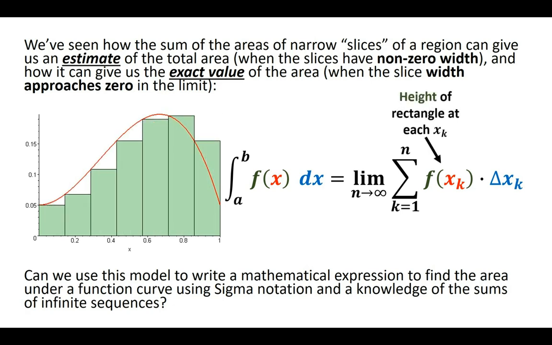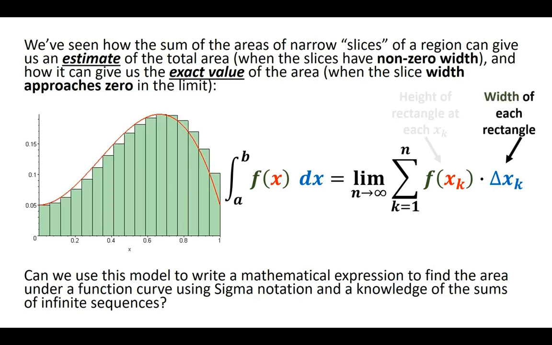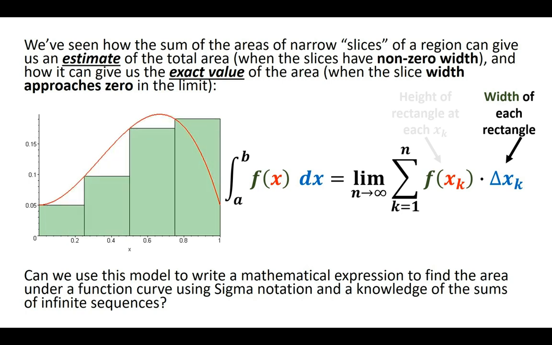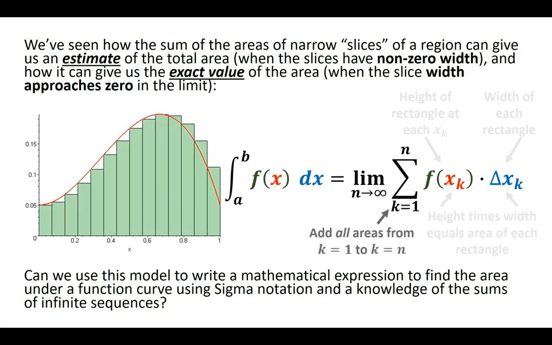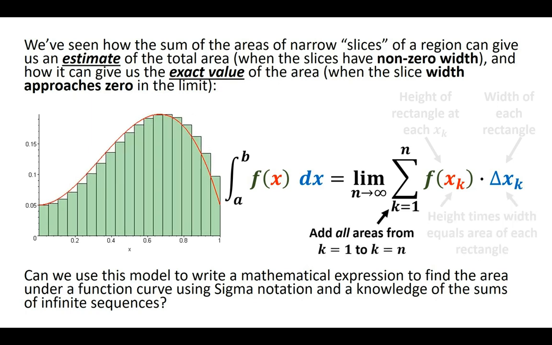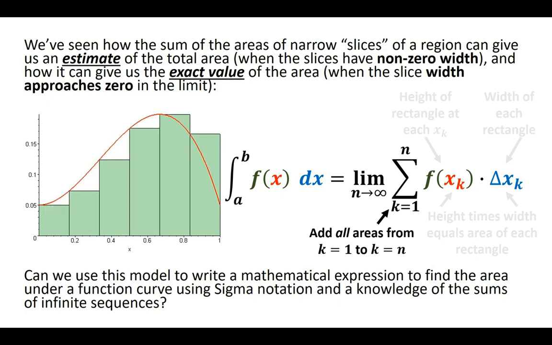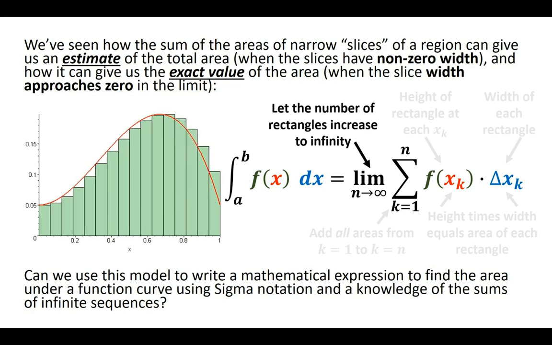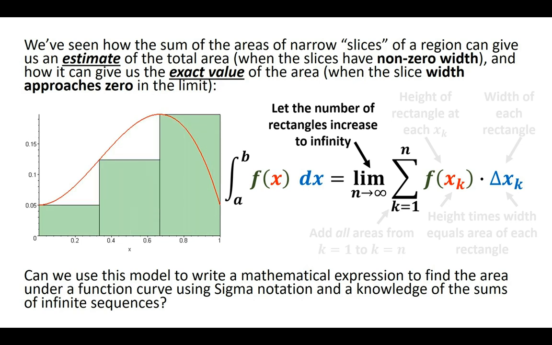Its height is the function value at that x value. Its width is the width of one slice of the region. Multiplying the height times width gives us the area of that rectangle. The sigma operator adds all the rectangles from the first to the nth or last rectangle. We carry out this sum using larger and larger values of n, such that the value of n approaches infinity. This sum will thus converge to the exact area.